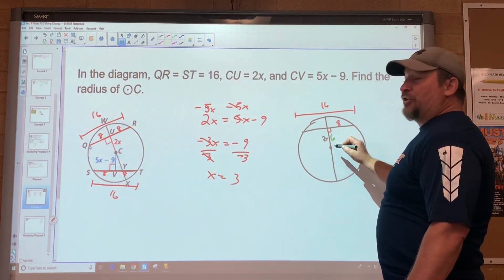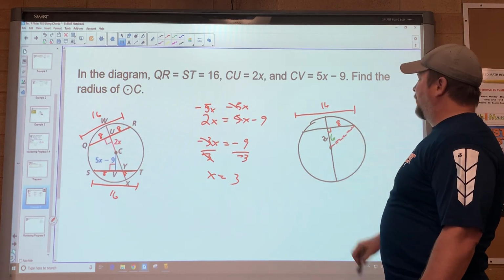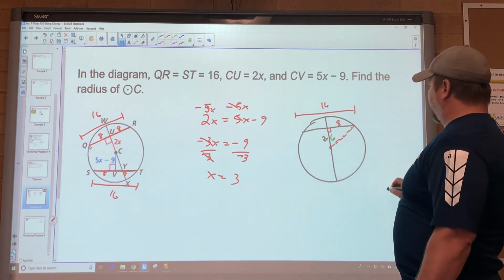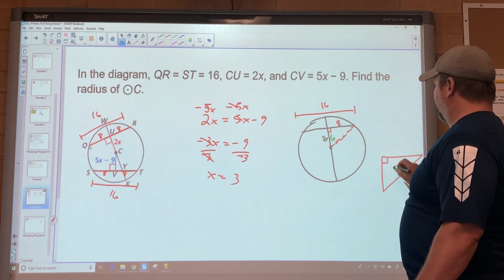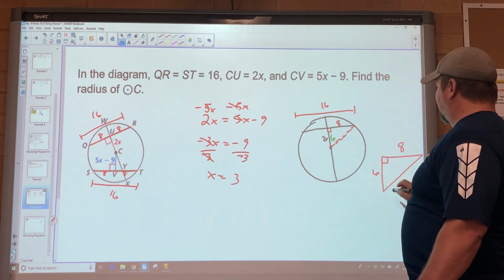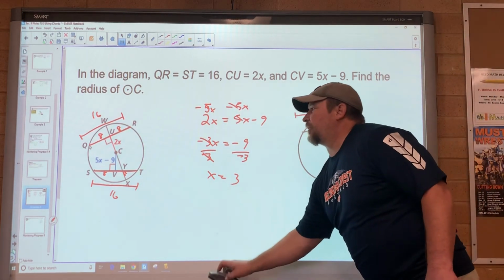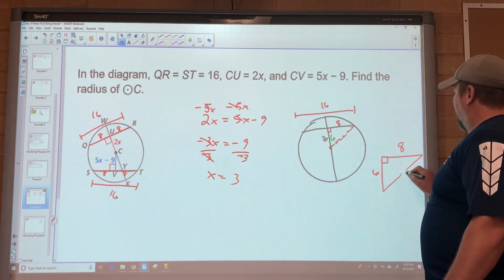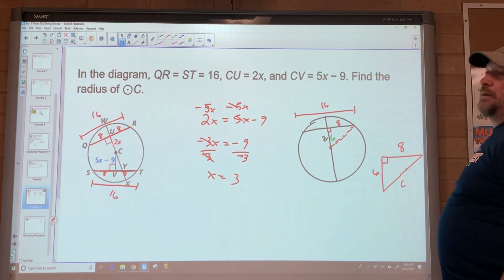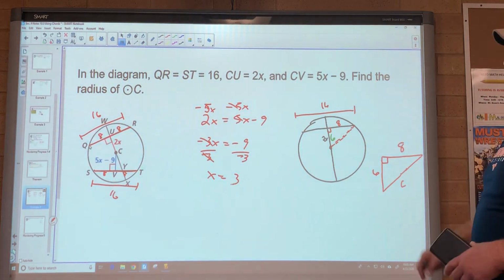Well, I'm going to now draw in my radius. That's the line we want to go find. So here's my picture. 8, 6, and now here's my x. Well, x was already on the picture, so I'm not going to put x, you guys. I've told you that before. I'm just going to call it C because it's the hypotenuse. So now we're going to do Pythagorean's theorem and find the radius.